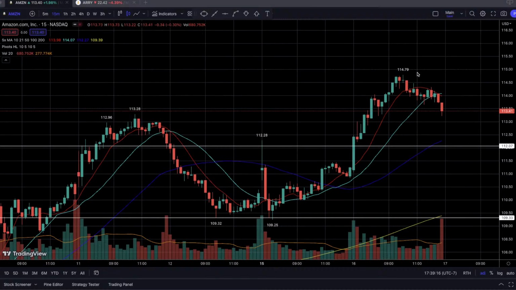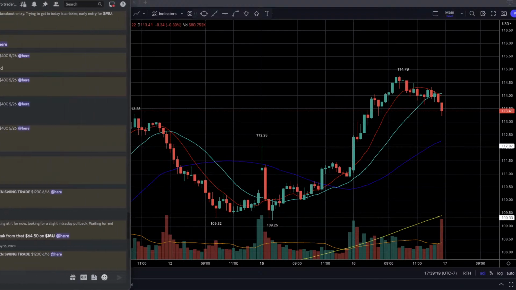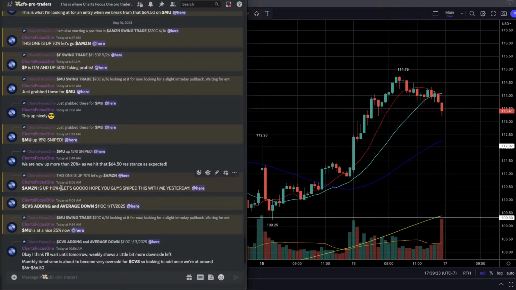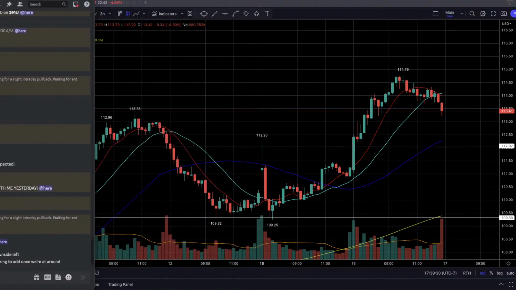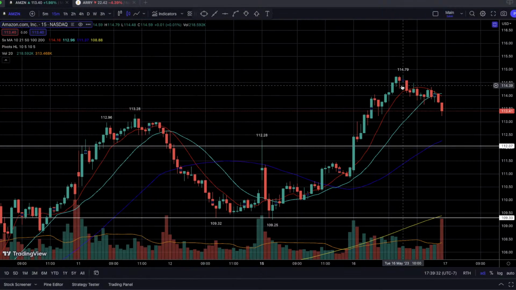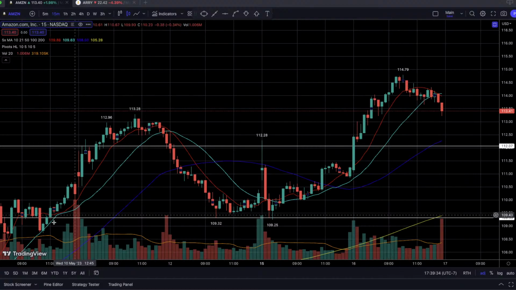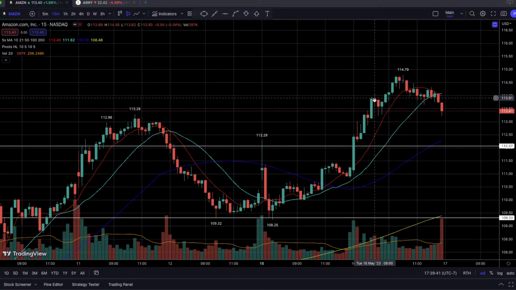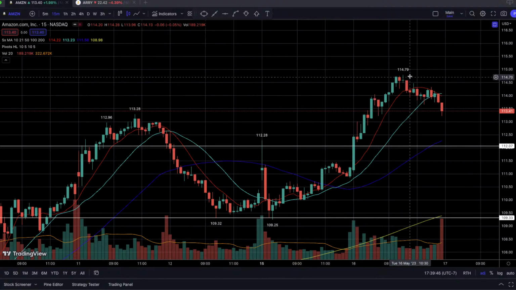Today at the highs at 114.79, we hit 110% plus, and we were up at least maybe 120 to 130%. I didn't really check, but that was at 8:06 a.m., somewhere between here. Okay, so these contracts hit really well.